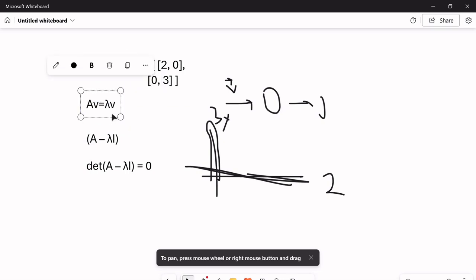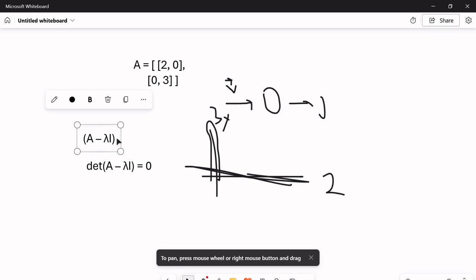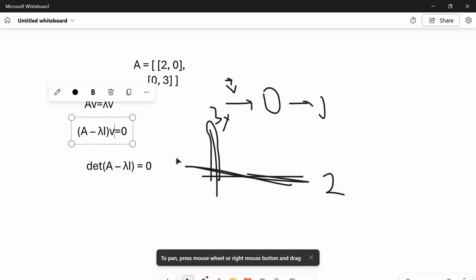This is called the defining equation. Now this basically means that when a matrix A acts on a vector V, the result is just the same vector which is scaled by lambda. Lambda is the scalar quantity here. So we can rearrange this into this, equal to zero. Now it makes complete sense.